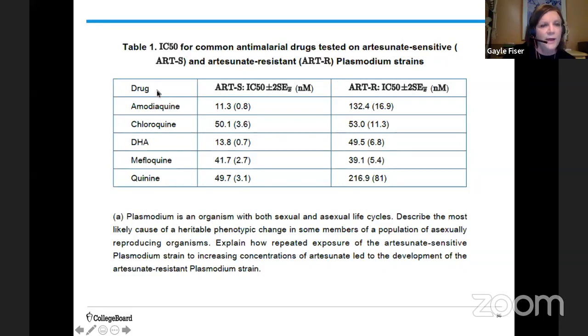And then on your X, what you're changing, the variable here, is the drug. So you can write drugs, and then put the amodiaquine, chloroquine, DHA, methylquine, and the quinine all on the X-axis. But when you start scaling, look at this. This is your lowest value, 11.3, and this is your highest value, 216.9 plus 81. What is that? 297, 298. You're going to need a range from 0 to 300 to pull this off. So scale correctly. You can't jump around and make different rows worth different amounts. So go ahead and start that.